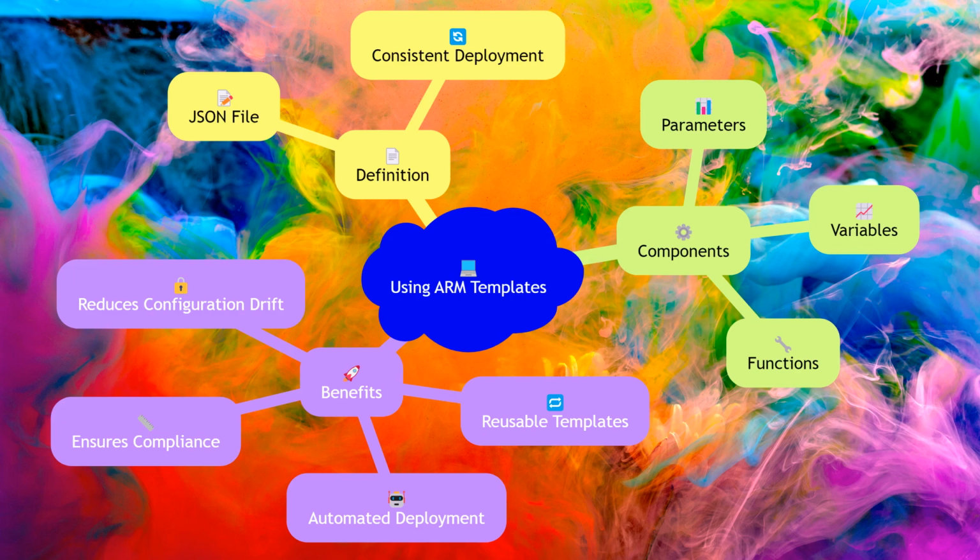These templates can be used to deploy resources consistently and repeatedly, ensuring that your environments are compliant with organizational policies. ARM templates support parameters, variables, and functions, allowing you to create flexible and reusable templates. By using ARM templates, you can automate the deployment and management of your Azure resources, reducing the risk of configuration drift and ensuring compliance with governance policies.